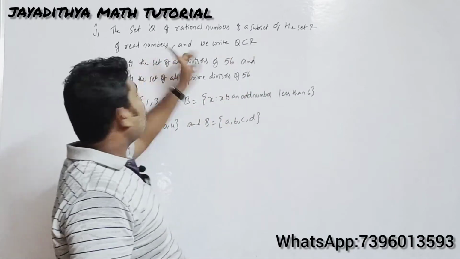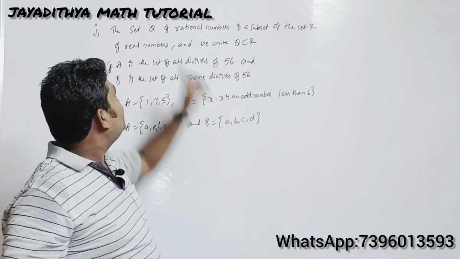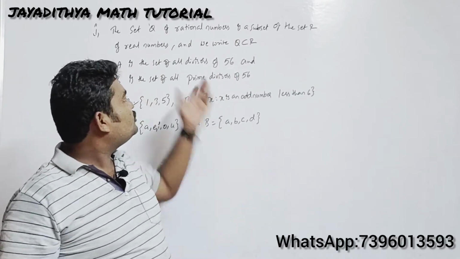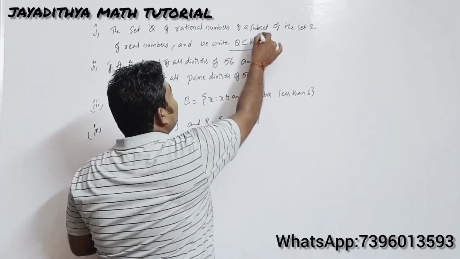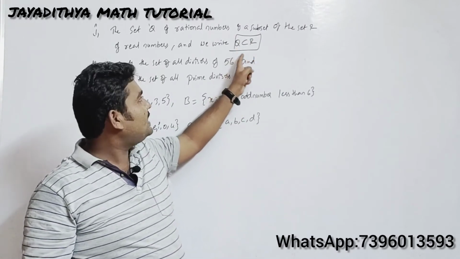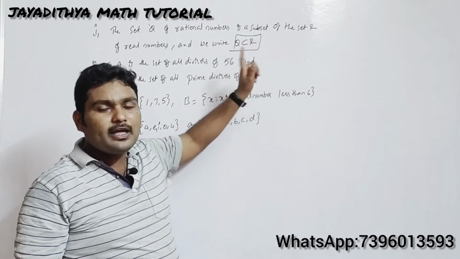The set R of real numbers. So what is he telling us? Q is the set of rational numbers and R is the set of real numbers. So what can you say here? Obviously Q will be a subset of R, or not? Q is nothing but the set of rational numbers and R is the set of real numbers.